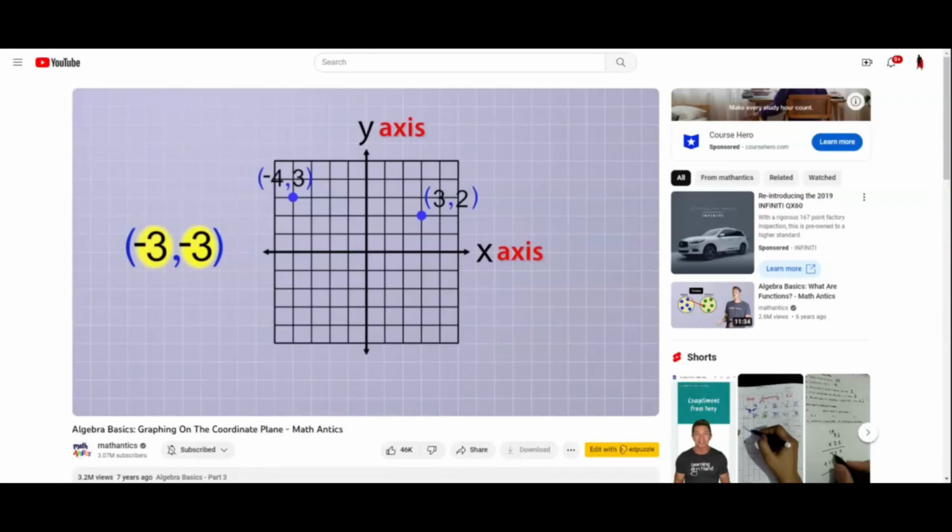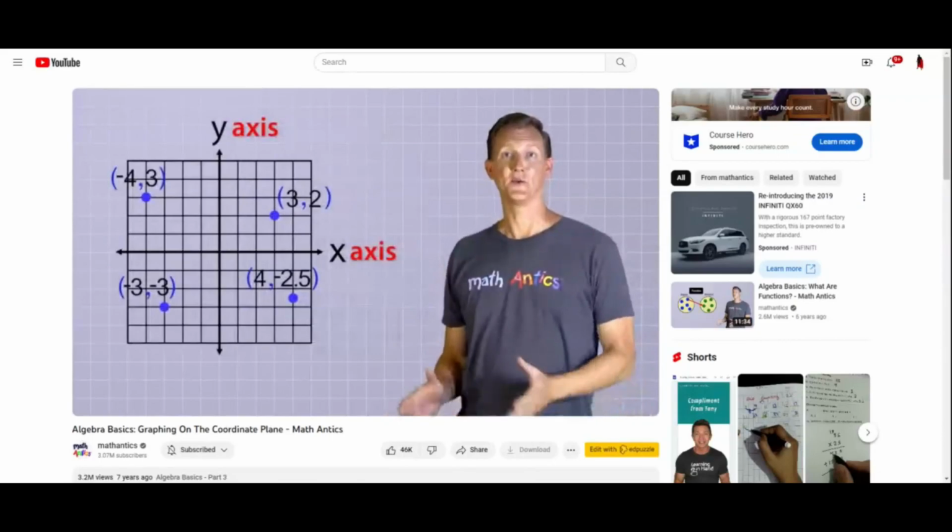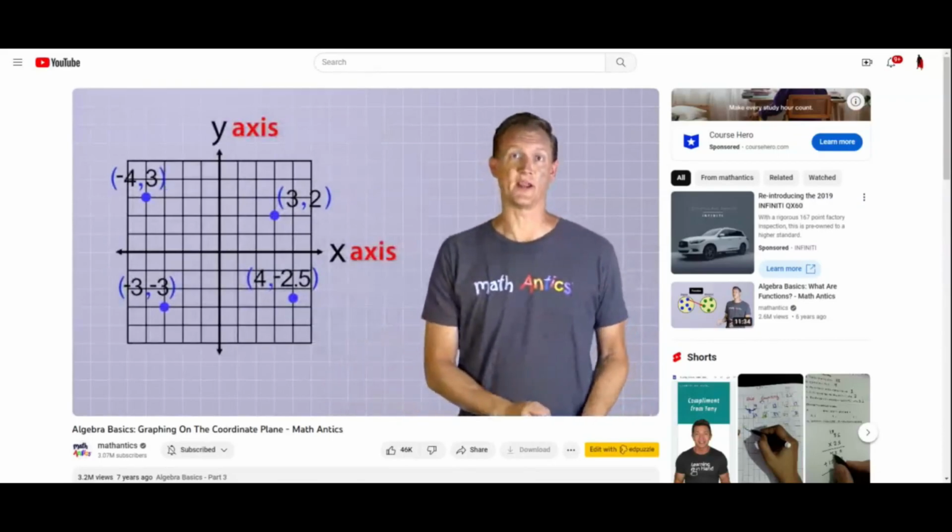Now, let's plot the coordinates -3, -3. In this case, x and y are both negative, so starting with a point at 0, 0, we move it 3 units in the negative x direction and then 3 units in the negative y direction. And last, let's plot the coordinates 4, -2.5. Starting at 0, 0, we move the point 4 units in the positive x direction and then 2.5 units in the negative y direction.